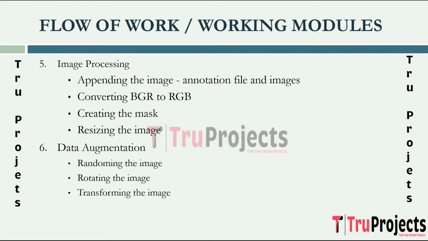Transforming the image, where additional transformations such as scaling and flipping are applied to augment the dataset. The next step is building the model. In this step, models are constructed. It involves defining the architecture, layers, and the parameters of the deep learning model for object detection.